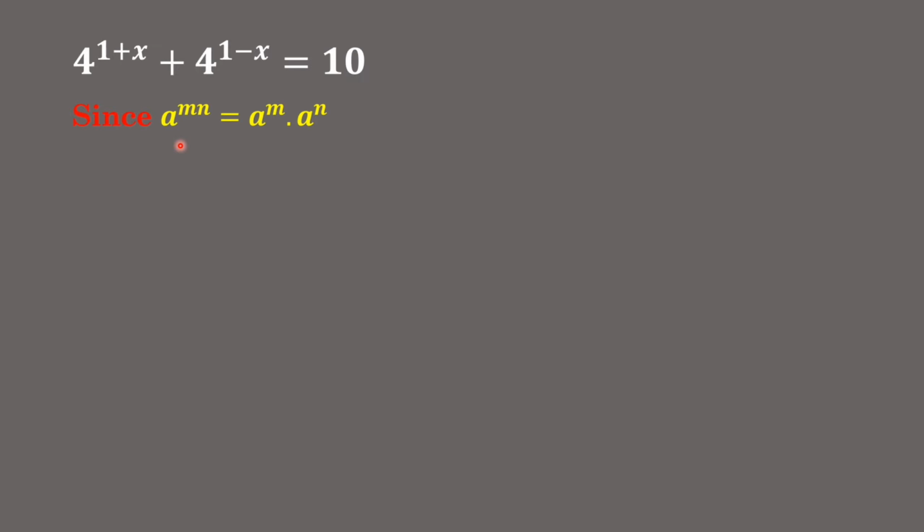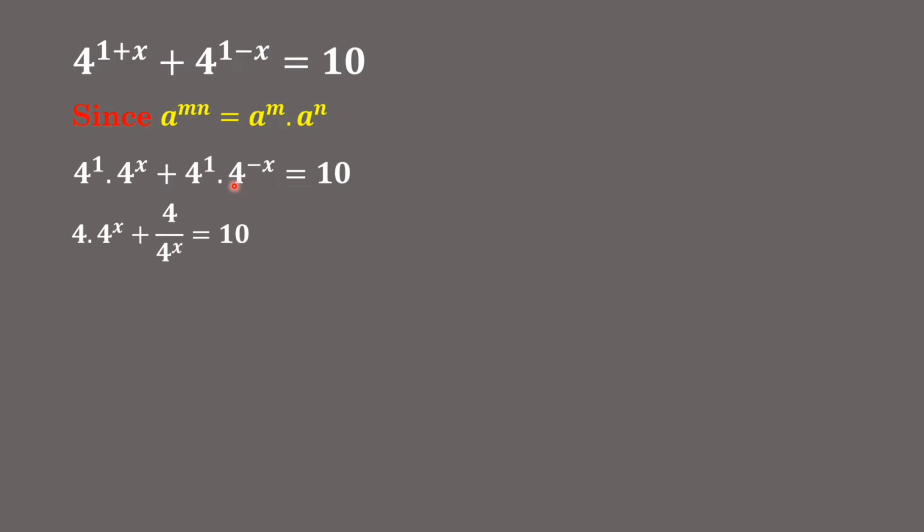First, we become familiar with the formula that in real numbers a power m+n is equal to a power m times a power n. So we will use this formula in the above equation. It gives us 4 power 1 plus x will become 4 power 1 into 4 power x, plus 4 power 1 minus x becomes 4 power 1 into 4 power minus x, and that is equal to 10.